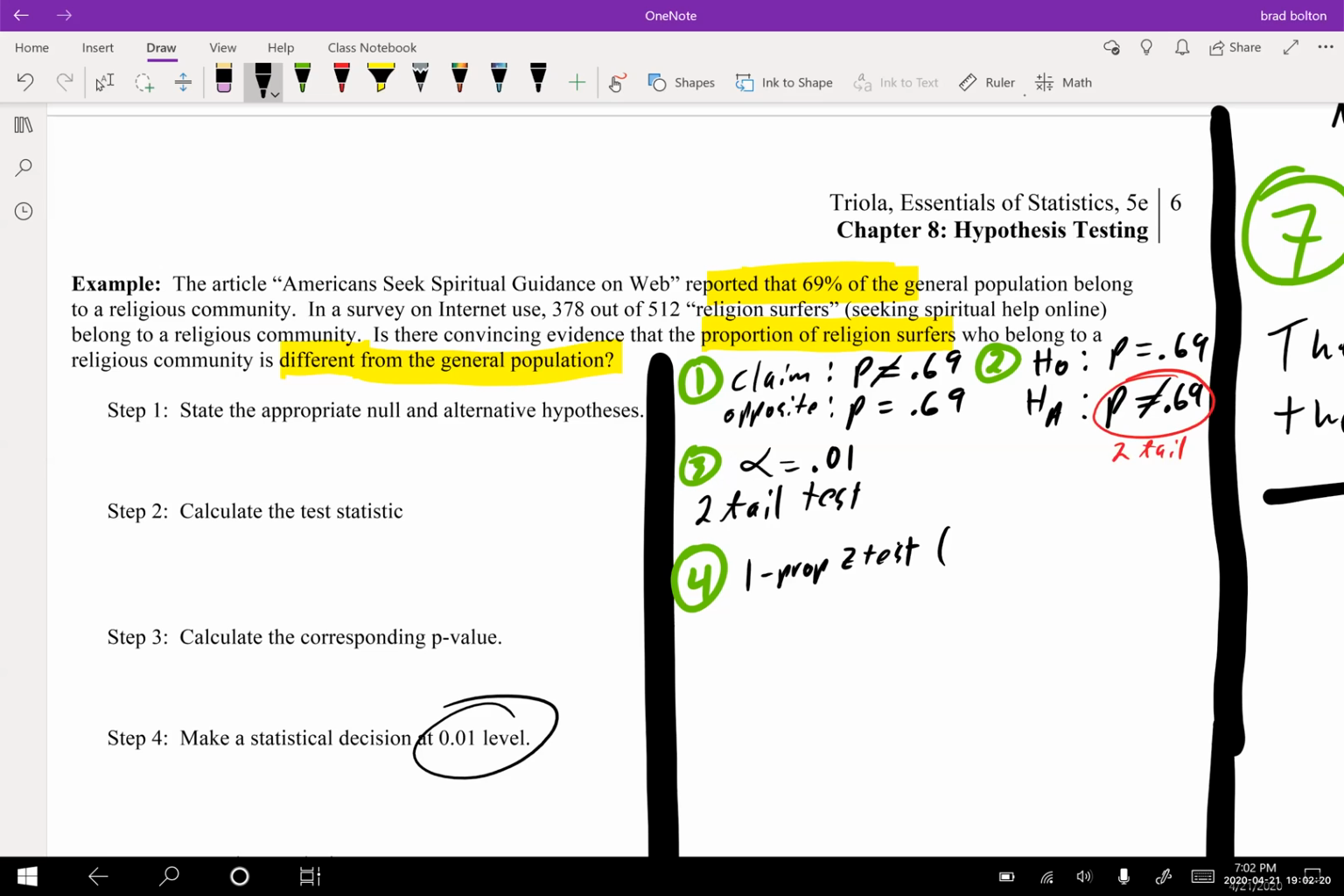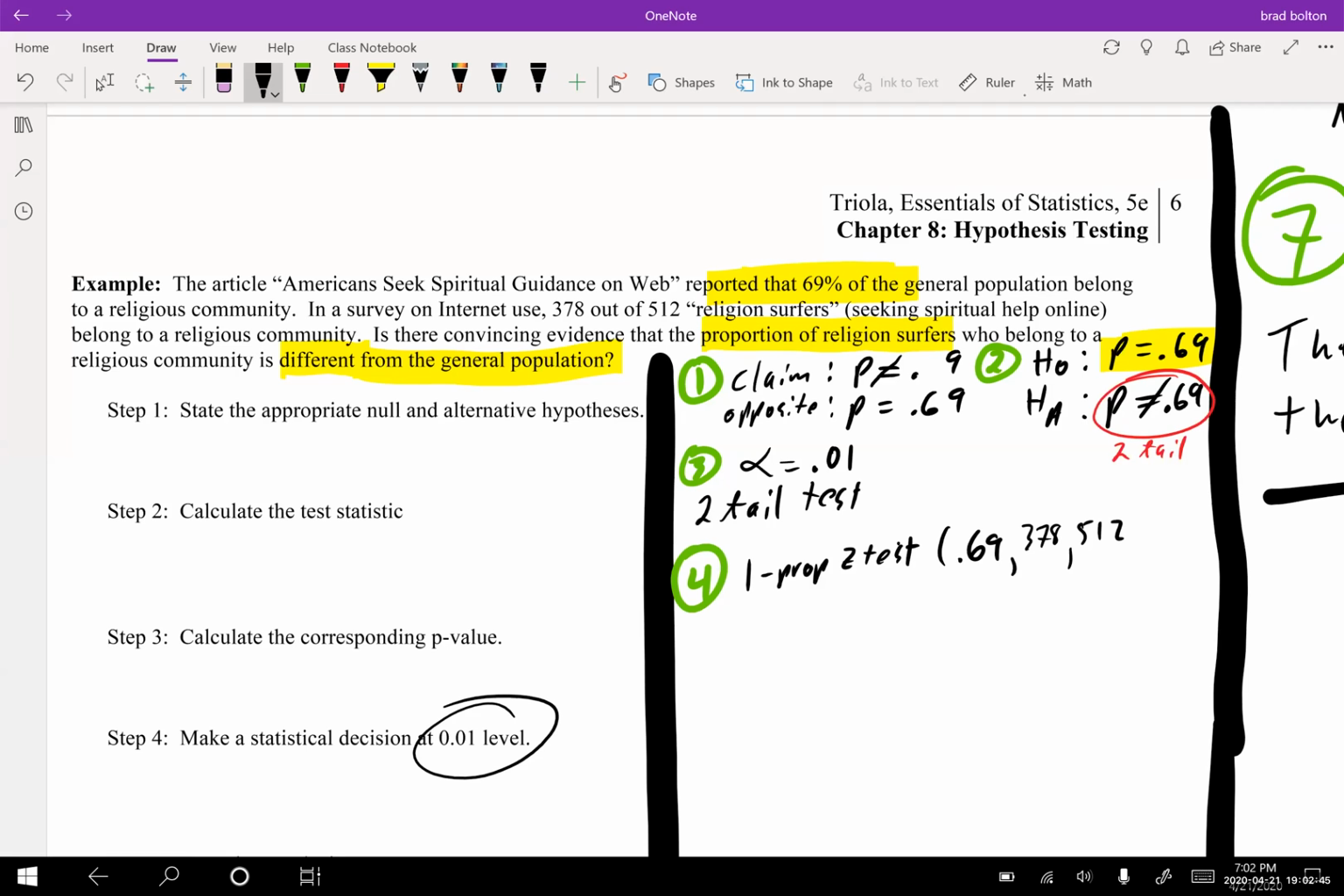And now it says P sub 0, P naught. Well, our P naught in this case is 0.69, meaning our null hypothesis. That's going to be this guy right here. Oops, sorry. That's going to be this guy right here, 0.69. So I use that. Okay. Then it says, what's my X? Well, we know in the sample, there were 378 people out of 512.